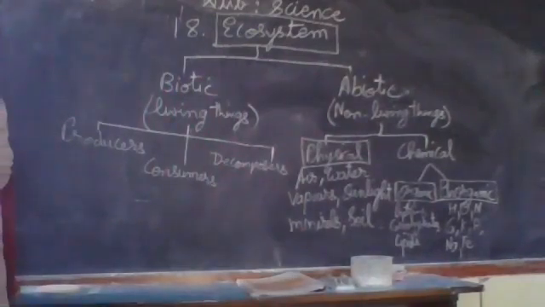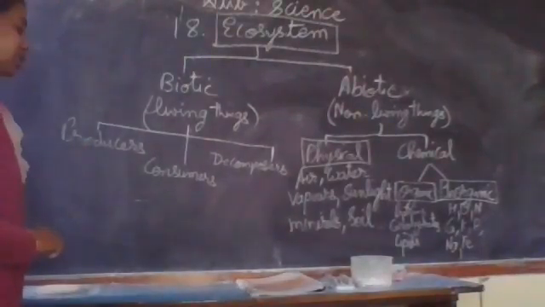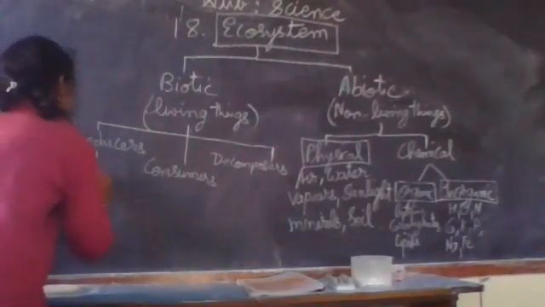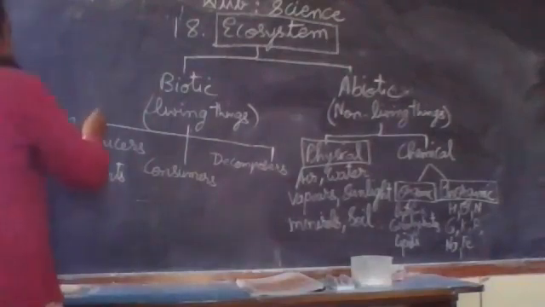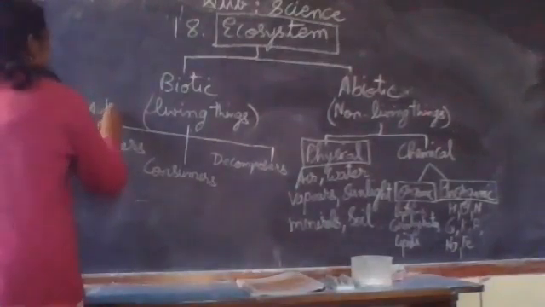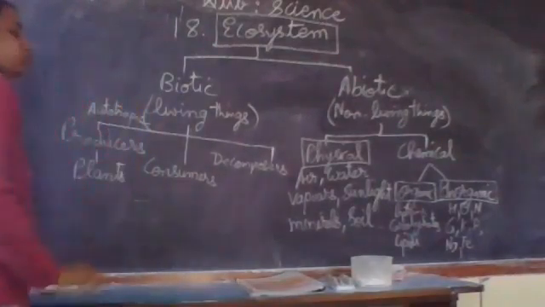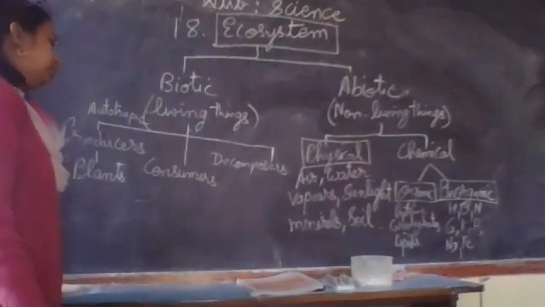Biotic factors, living things on this earth, in the ecosystem around you, have producers. Producers include all types of green plants. We all know that because they are autotrophic. Autotrophic means they can produce their own food with the help of chlorophyll and sunlight.